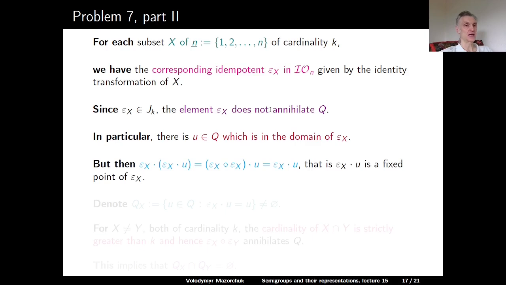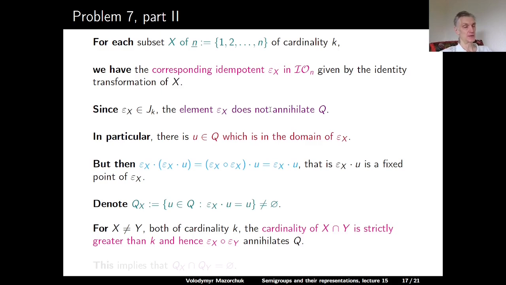But then epsilon_X times u is equal to epsilon_X composed with epsilon_X applied to u, which is epsilon_X applied to u. And this means that epsilon_X applied to u is a fixed point for epsilon_X. Let us collect all fixed points for epsilon_X in a subset and call it Q_X. That's a non-empty subset, as we just established.